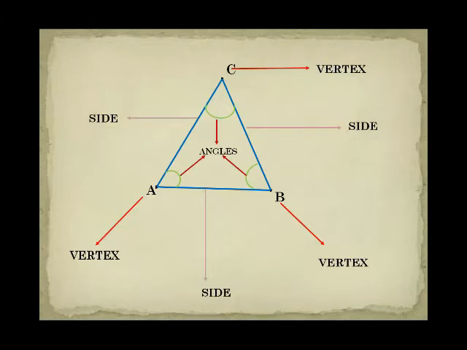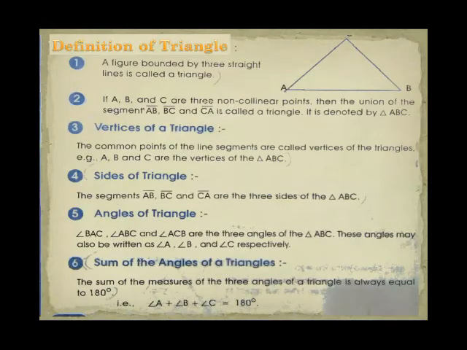Now we already discussed these things in detail. Here's the definition of the triangle. A figure bounded by 3 straight lines is called a triangle. As you see students, a figure bounded by 3 straight lines is called a triangle. If point A, point B, and point C are 3 non-collinear points, then the union of the segments AB, BC, and CA is called a triangle. It is denoted by triangle ABC.